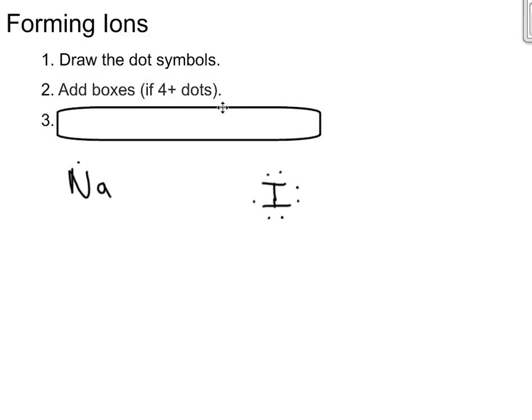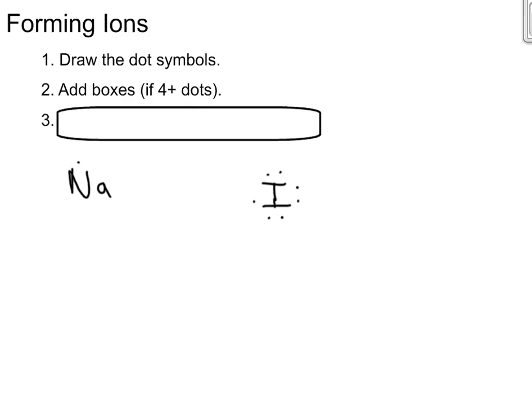Step 2 says add boxes if 4 plus dots. So you're never going to add boxes to a metal. Sodium's from the left-hand side of the periodic table. It's a metal, no boxes. And that's because it will always have less than 4 dots. So 1, 2, or 3 dots, no boxes.